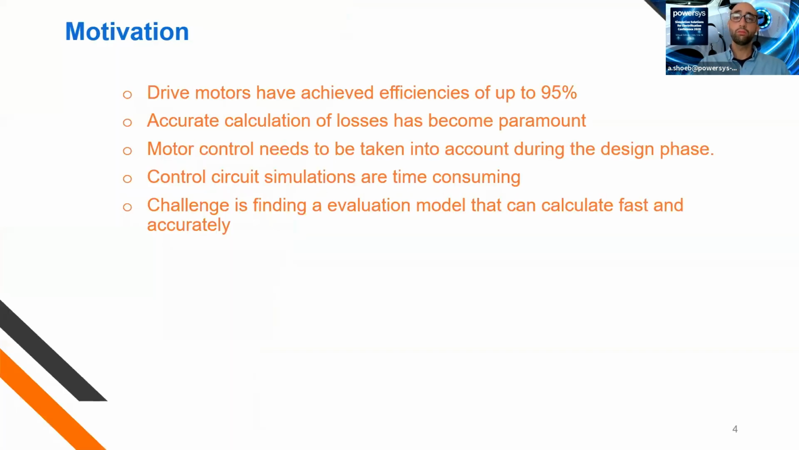So for motivation, drive motors have achieved efficiencies of up to 95%. And now it has become more paramount to consider not just accurately calculating the losses, but also taking into account control circuits and motor control. However, the problem is that control circuit simulations are very time consuming, and we are now facing a challenge of finding an evaluation model that can calculate efficiency maps not just fast, but also accurately.